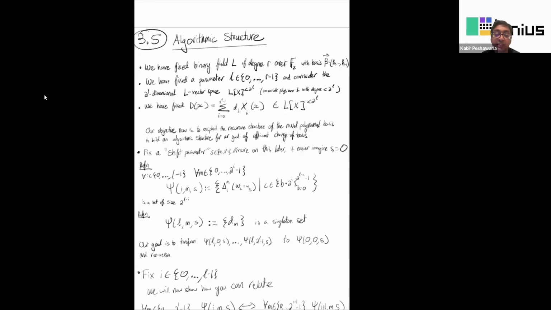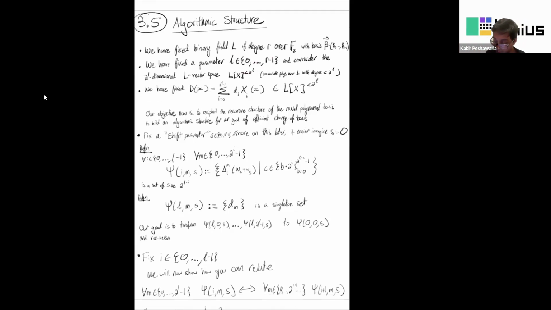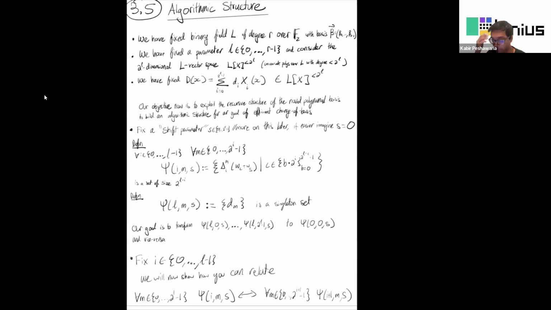Our goal is now to exploit the recursive structure of this novel polynomial basis to build an algorithmic structure for our goal of efficiently doing the change of basis from some basis into some Lagrange basis. Okay. Before we talk about how we do this, we're also going to fix a shift parameter s, which is in the range 0 to 2 to the R minus 1. It's basically like fixing some field element in the field L. More on this later. For now, imagine s is 0. It'll be easier for introduction.